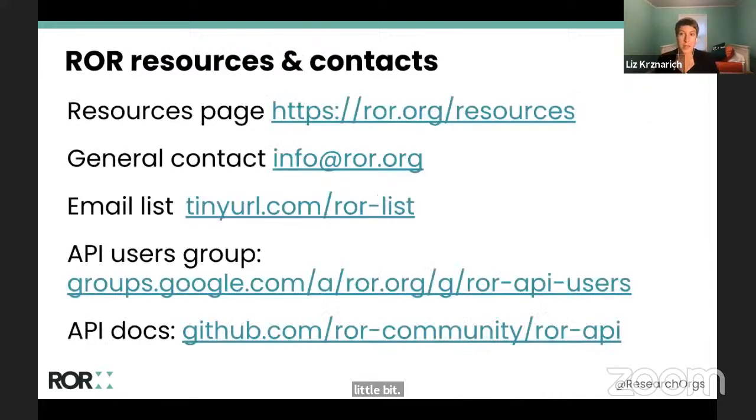For now, until we have our shiny support site launched, we have a resources page that links out to all of the different stuff that we have. We have a mailing list that you can join, and we also have an API users group for technical updates, and we have our API documentation currently in our GitHub repository. So I'll put these slides in Zenodo, and then you can get these links.